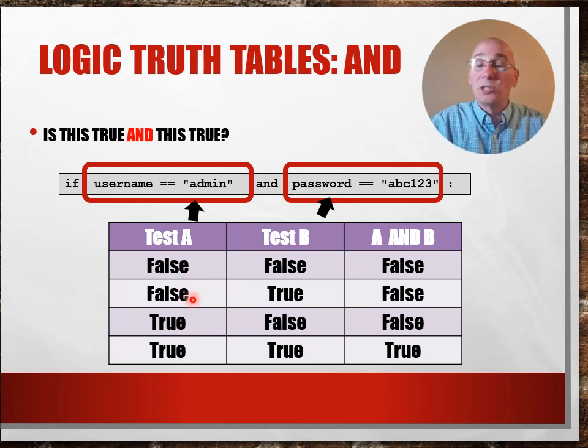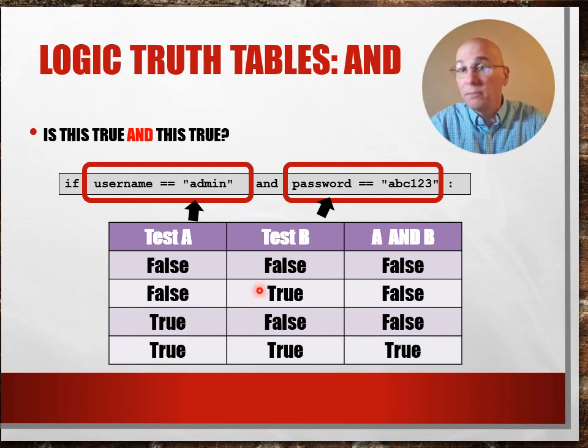If the username was not admin, but the password was ABC123, then again, it would not execute that section of code. If the username was admin, but the password was not correct, it would not execute. The only time that an AND operation is going to consider this to be true is when the first test is true, the username is admin, and the second test is true, the password is equal to the password. Then it will execute that block of code that's beneath it.